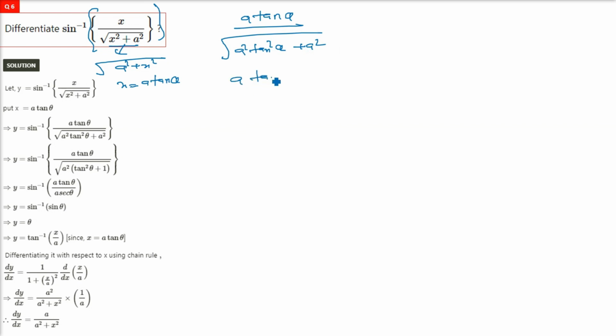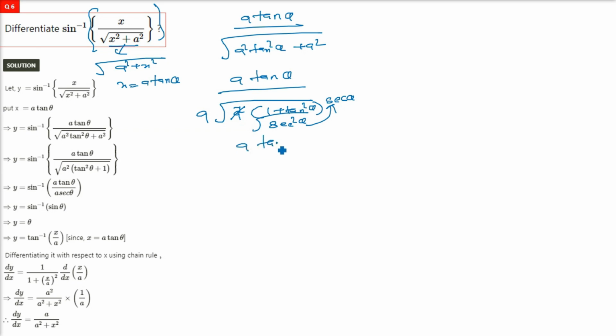You have a tan theta. A square, if you take it as a constant, it will come out, means outside it will be a, because a square you can take outside and it will come a. So I am taking it as a, under root a square is a. 1 plus tan square theta is sec square theta. Because it is in root, so only sec theta will come out. Finally, you got a tan theta divided by a sec theta. a gets cancelled. Tan theta is sin by cos. Sec is 1 by cos. Cos gets cancelled. You just get sin theta.